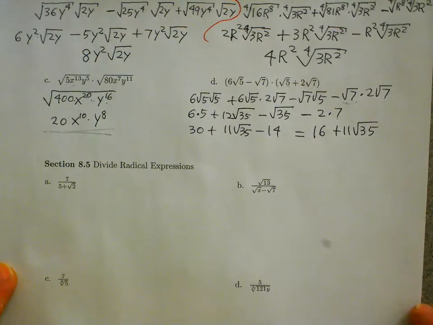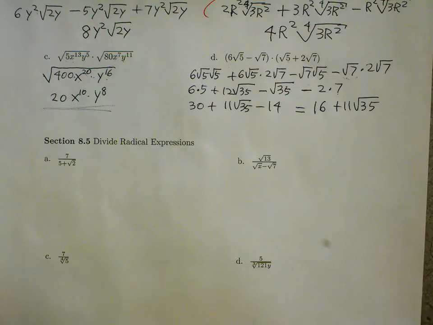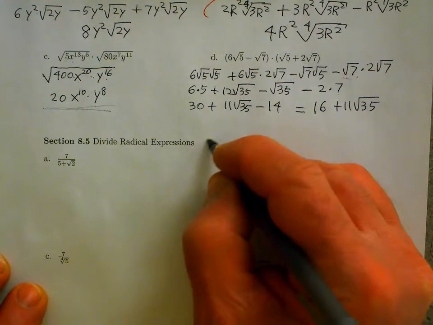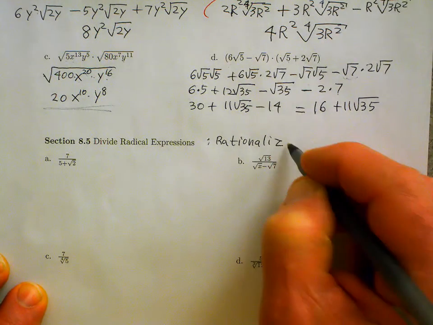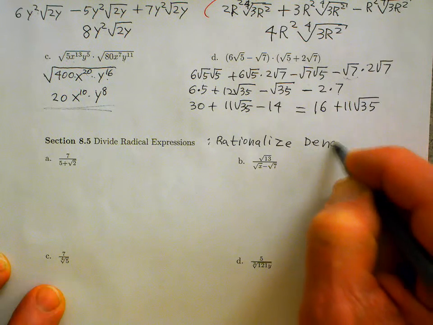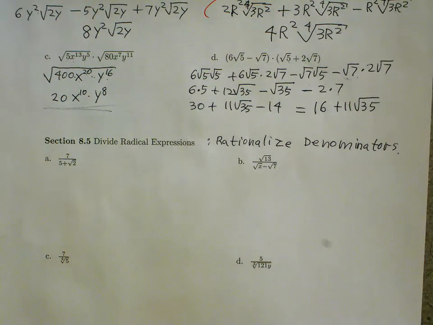Okay, in section 8.5, this is the section on division with radicals. But in addition to just division is rationalizing the denominators, so rationalize denominators. So what that means is if you start out with a radical in a denominator, the goal is to find an equivalent expression that doesn't have a radical in the denominator.